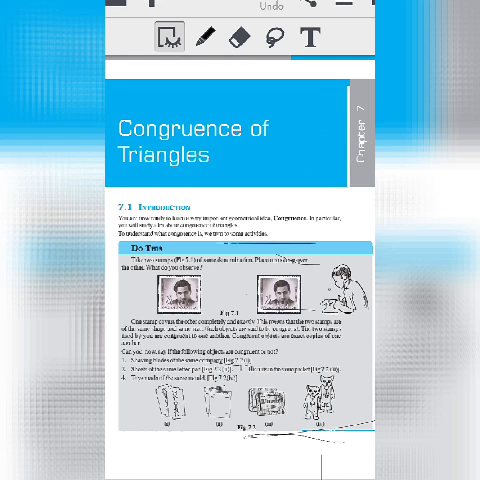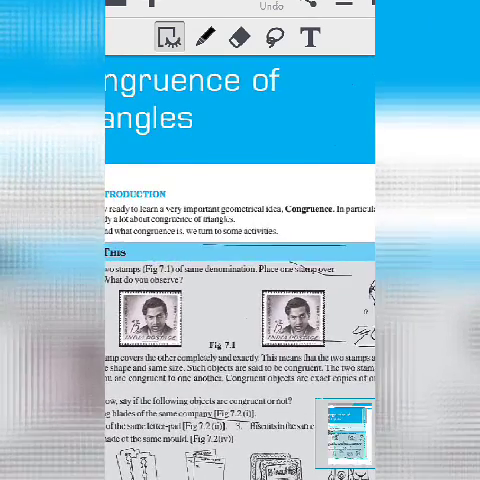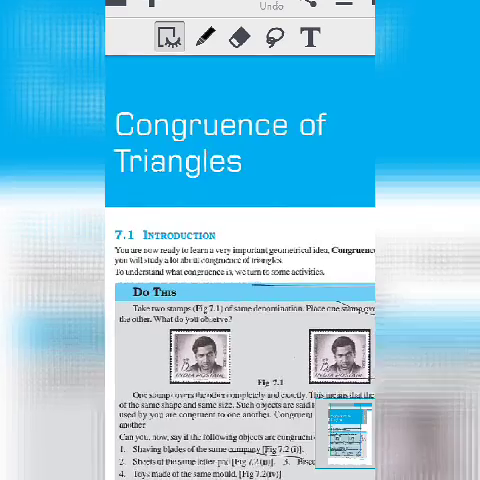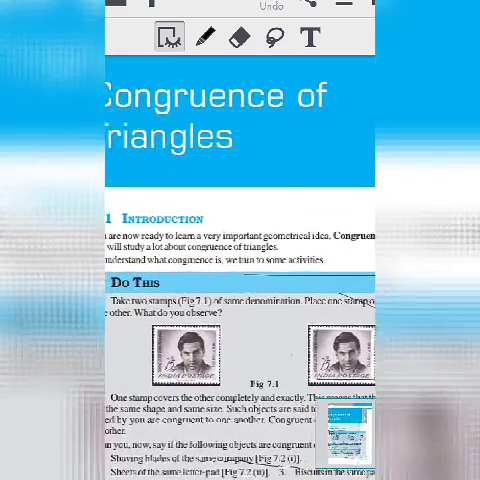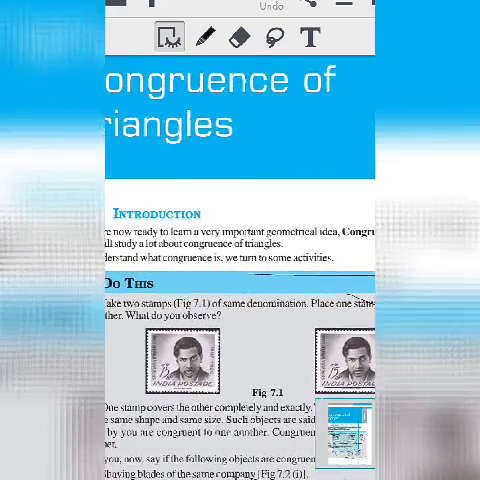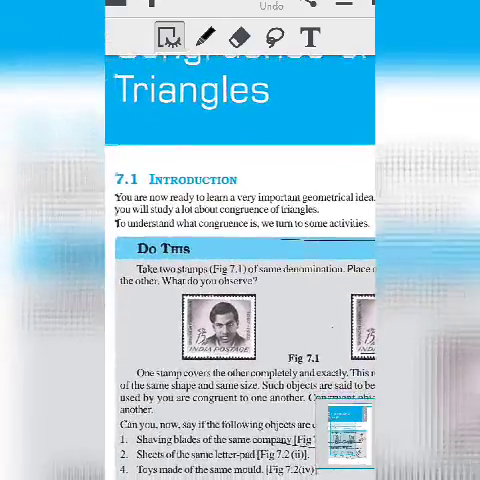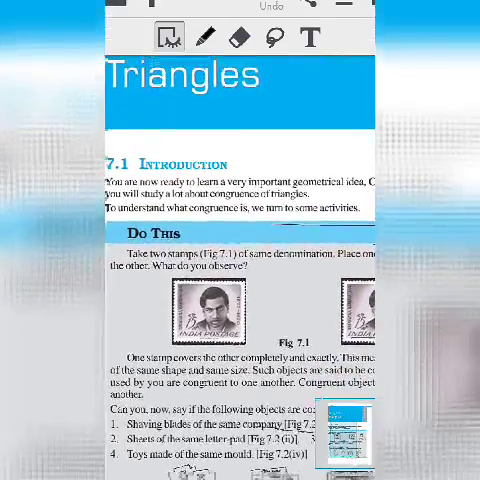This is chapter 7, Congruence of Triangles, a very important chapter of 7th class. This is a topic which you have not done earlier, so you have to be very attentive and try to understand it. We have to understand the meaning of congruence of triangles.